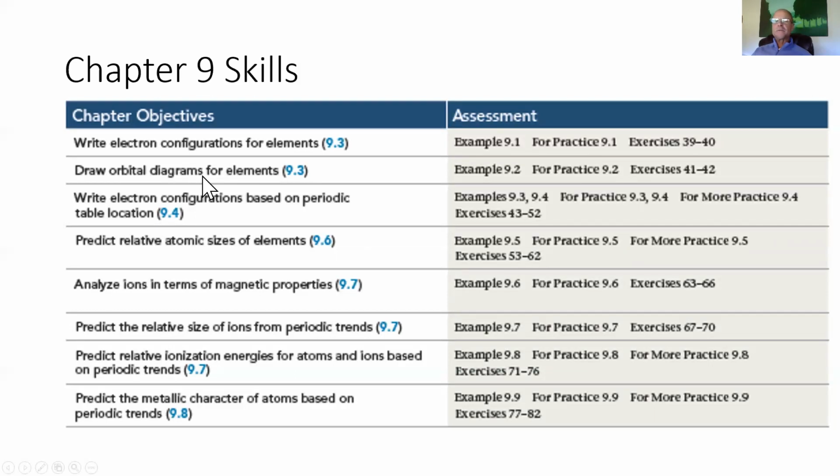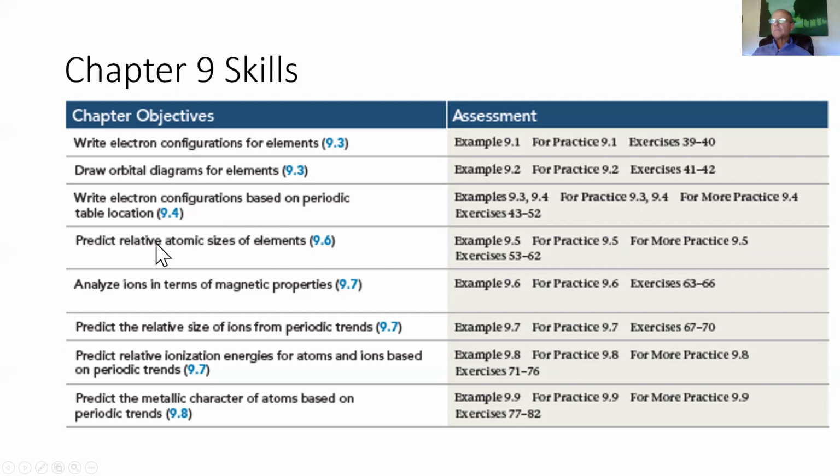Draw orbital diagrams for elements. What's the difference? An electron configuration is like 1s2, 2s2, 2p6. An orbital diagram is a box with electrons in them, with the electron arrows in them. And you should be able to do both of those based on the position in the periodic table.